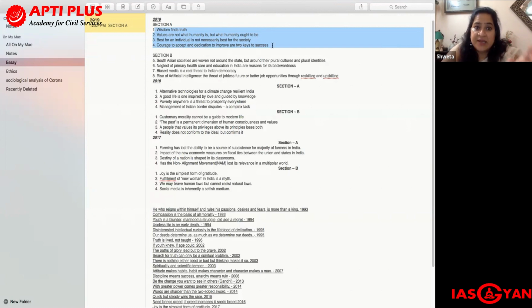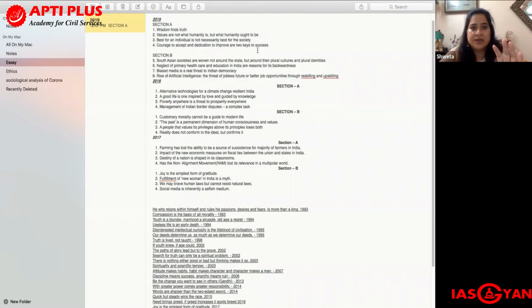Then it is saying best for an individual is not necessarily best for the society. And fourth is saying courage to accept and dedication to improve are 2 keys to success. So courage to accept and dedication to improve are 2 keys to success. ये सारे थॉट प्रोवोकिंग टॉपिक्स हैं, आपको चिंतन मनन करने के लिए प्रेरित कर देते हैं.